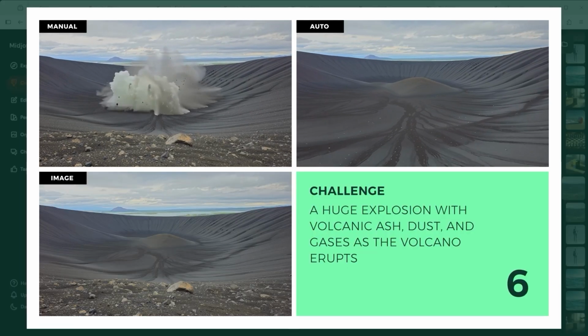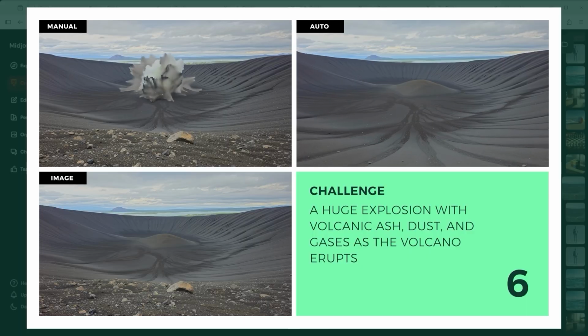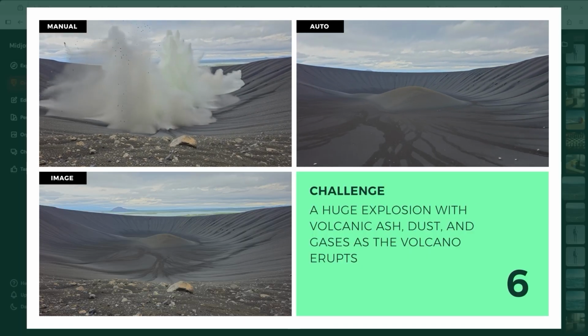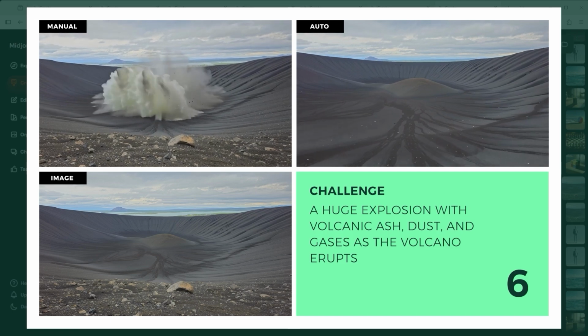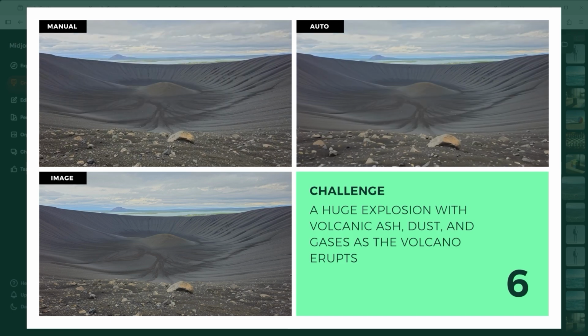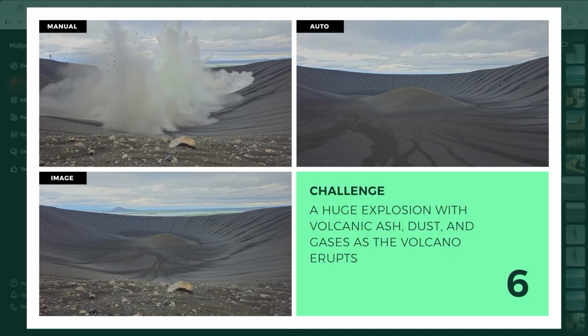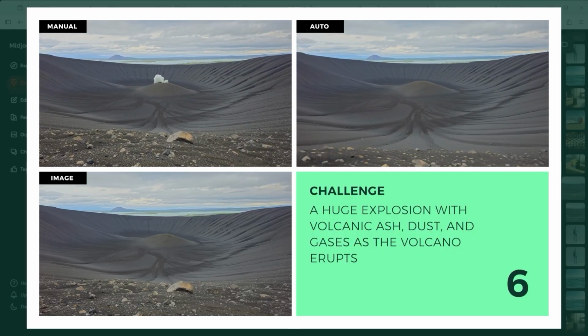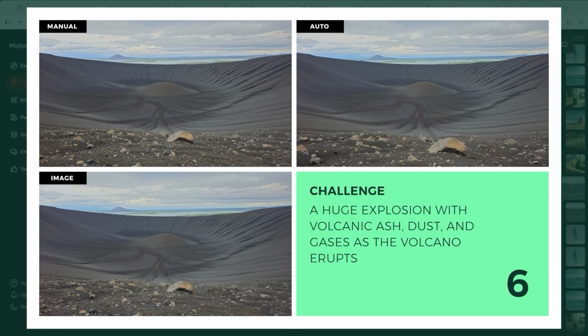I was recently in Iceland hiking the crater ridge of the Kerfettel volcano near Lake Mývatn. It was 6 degrees with heavy wind, and as I sat up there, I wondered what it would look like if this dormant volcano suddenly erupted. So I tested the prompt. A huge explosion with volcanic ashes, dust and gases, the volcano erupts. In auto, the drone simply flies over the landscape without much happening.